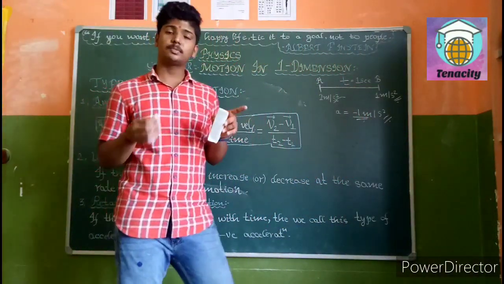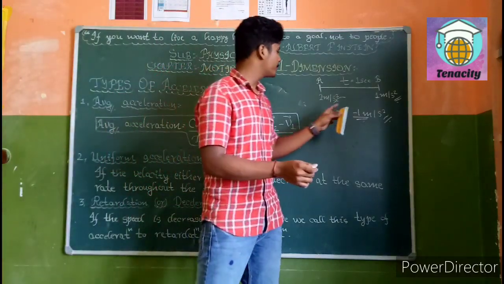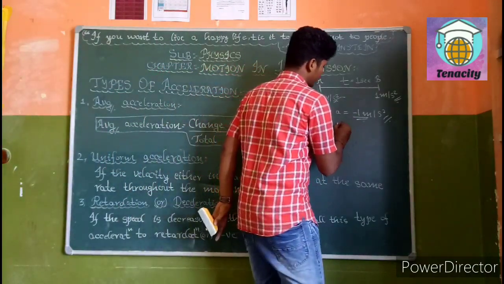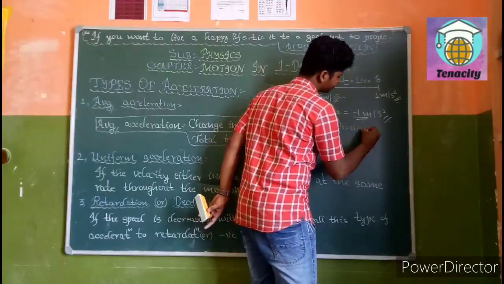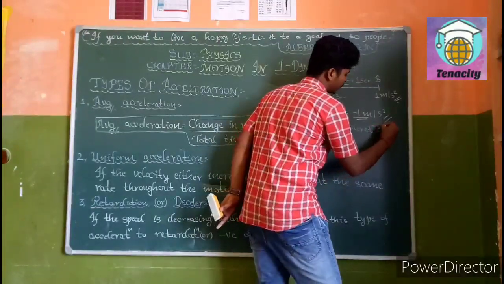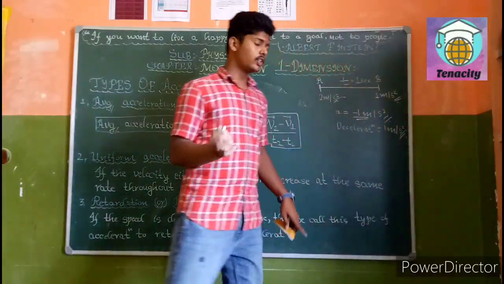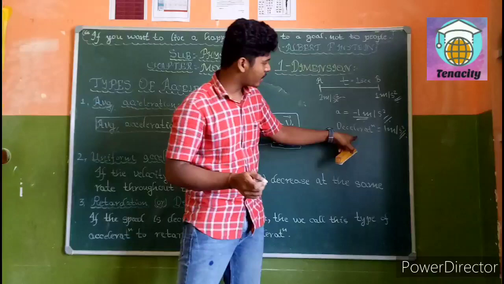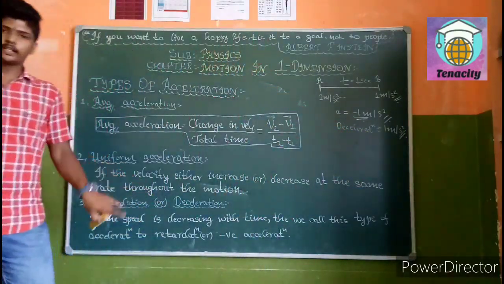Otherwise, if they are asking specifically to calculate deceleration or retardation, you have to just write the deceleration to be just 1 meter per second square. It is understood that when they are asking for deceleration, it is minus. So this is about retardation or deceleration.